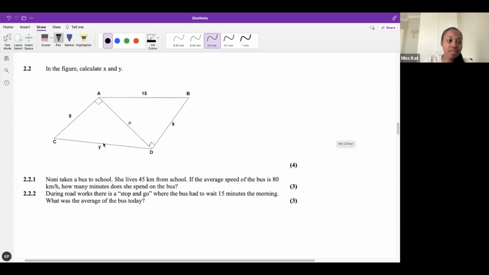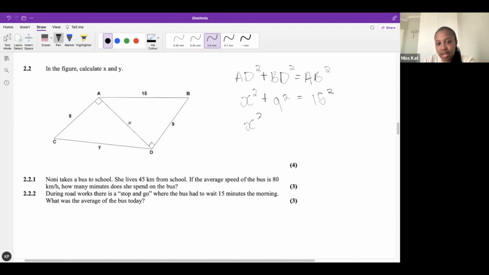Now, if we look at y, do we have enough information on triangle ACD to work out y? No, we don't. So we would have to start with finding out x on ABD. So Pythagoras says AD squared plus BD squared will give you AB squared. Do we have AD squared? No, that's what we're trying to find out, right? So I'm just going to put it as x squared because they have named it for us, x. DB squared is 9 squared equals 15 squared.